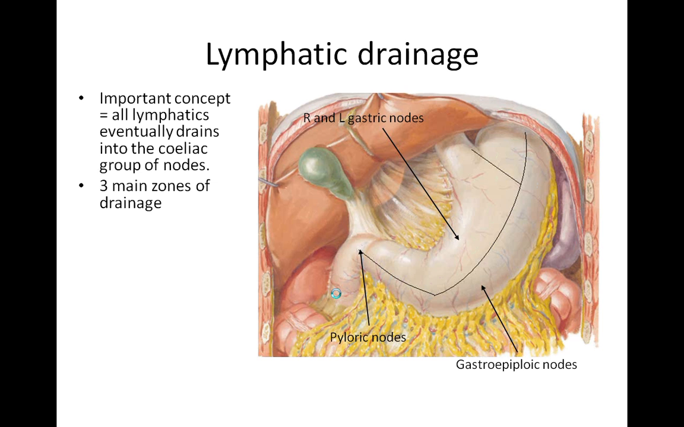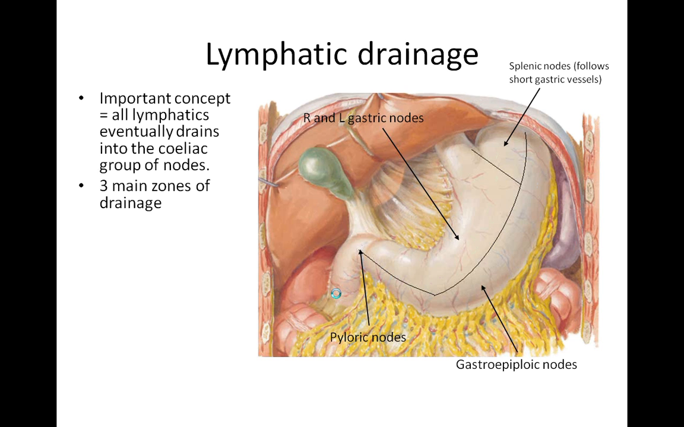And finally, in the left upper quadrant of the stomach, the lymphatics follow the short gastric vessels to the splenic nodes at the hilum of the spleen before draining into pancreatic nodes along the splenic artery before finally draining into the celiac nodes.